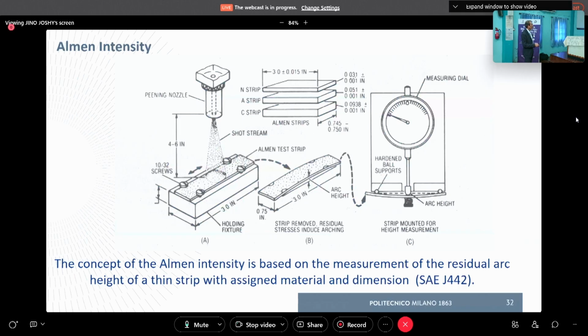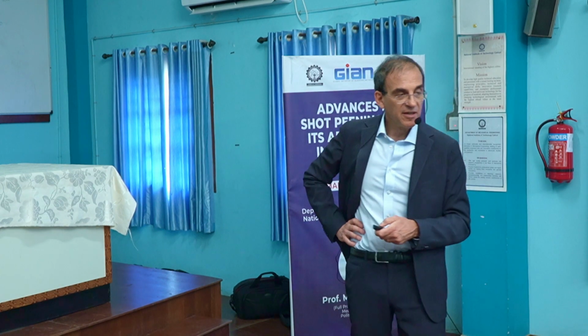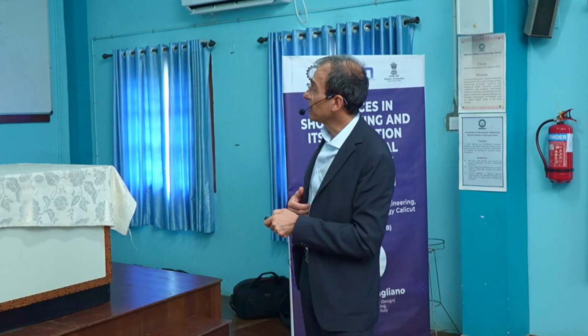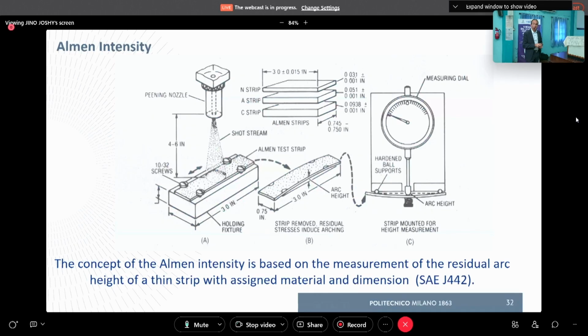And this is the concept of the Almen intensity that is in the SAE code J442. That previously was in the military code, now is assumed also in all the other codes. Okay, so this is the basis of the Almen intensity. We are measuring a length, a residual deformation, let's say, a residual displacement induced by shot peening on a strip, where we are fixing the material and the geometry of the strip itself.